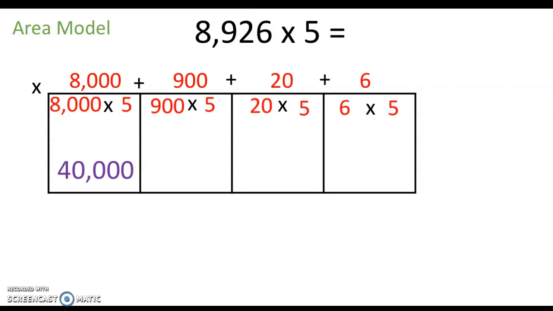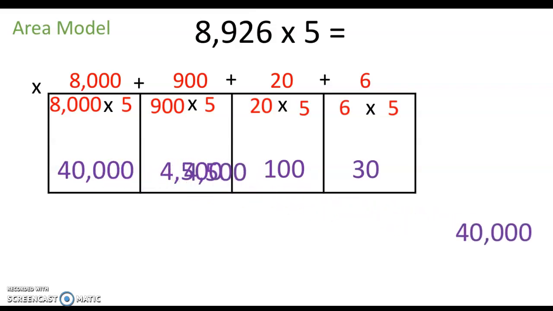I know 5 times 8 is 40, but then I need 3 more zeros, giving me 40,000. 9 times 5 is 45, plus 2 more zeros gives me 4,500. 2 times 5 is 10, plus 1 more zero gives me 100. 6 times 5 is 30.